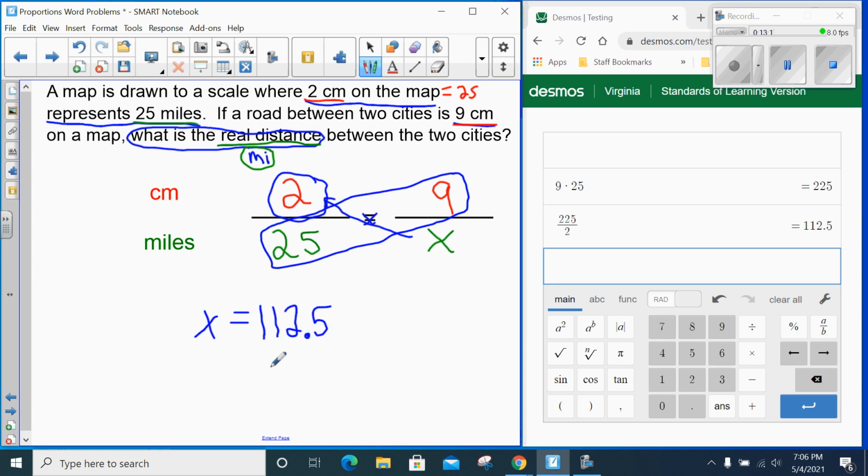Make sure that decimal really stands out. And then we can go ahead and abbreviate miles, MI. And then you are done. You can box in your final answer and clear out your calculator.